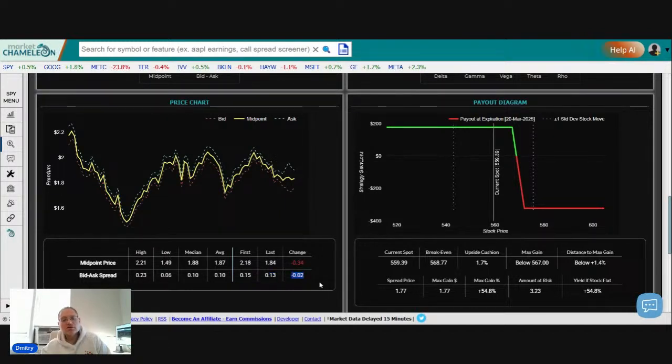So narrowed down. That's important too, because when we're talking about quality of execution, you're trying to get an execution somewhere in between that spread, right? Somewhere between the bid and an offer, so how wide is it? How much room is there for price improvement?